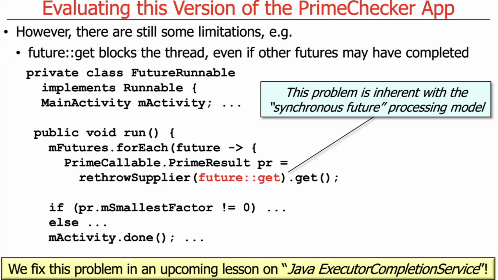So for example, let's say that just for bad luck, the very first item we submitted was a giant prime number, and then all the rest of them were not prime numbers. They were even numbers. So using this model here, we won't get back any results until that first big number finishes. And that could take a long time, even though the other ones have long since finished.